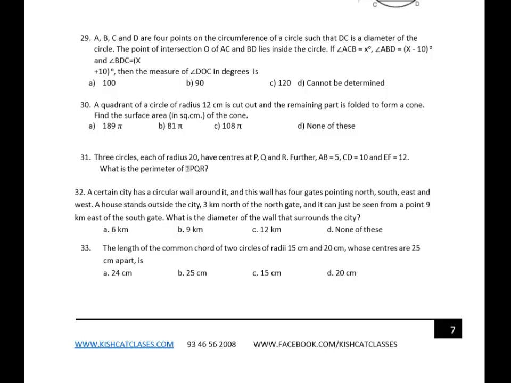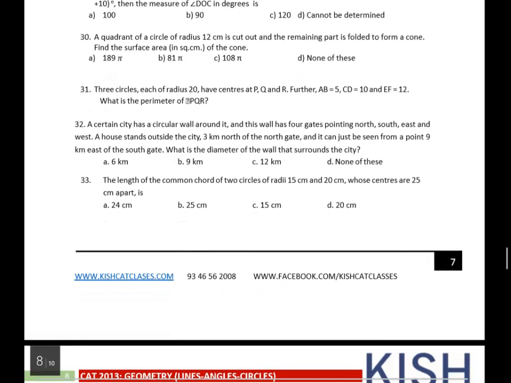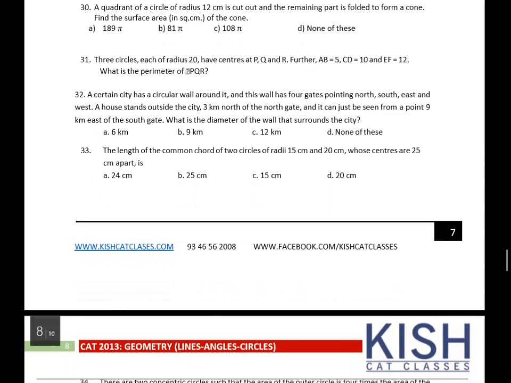The quadrant of a circle of radius 12 is cut out from the remaining part, and the remaining part is folded to form a cone. Find the surface area of the cone. Simple question, mensuration related question. I am not going to teach you now. Mensuration, you can solve it.